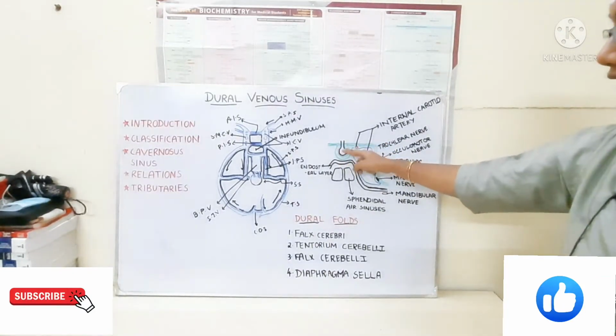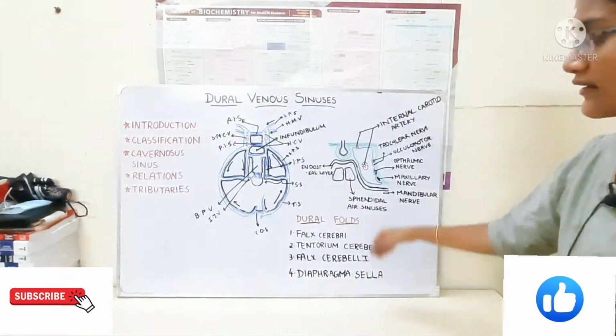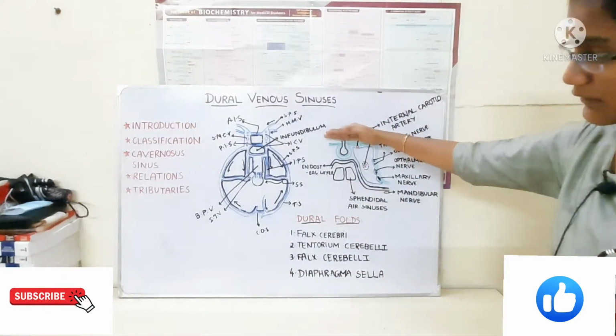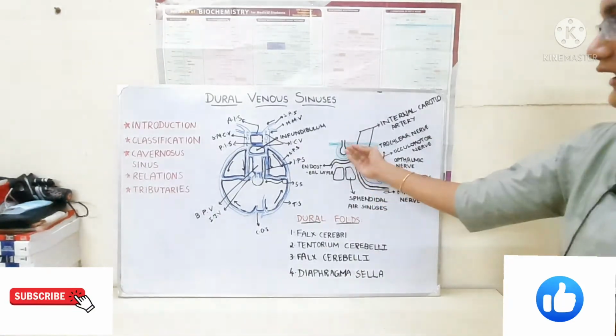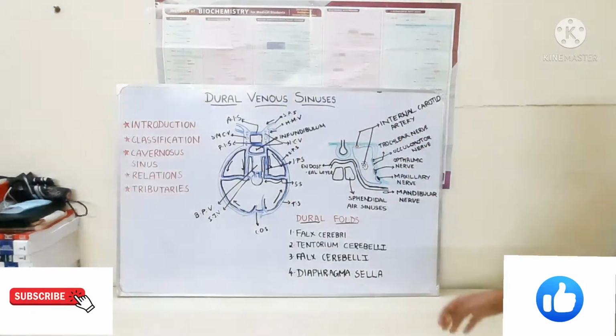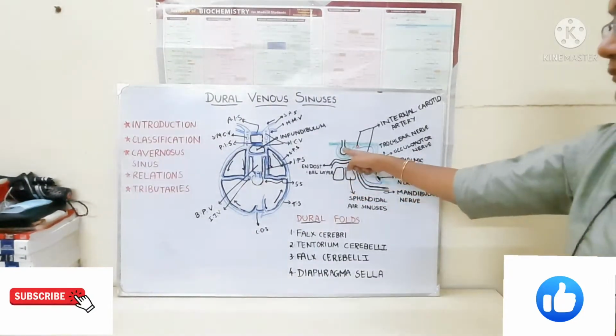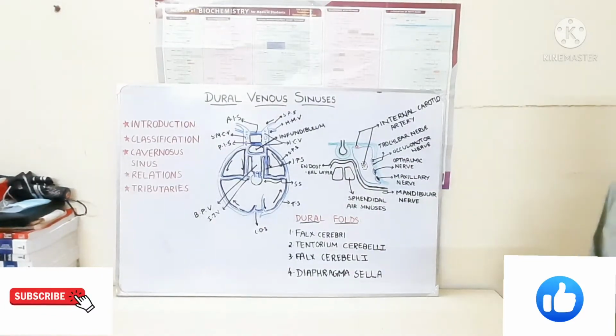So this is the pituitary gland, and the diaphragma sella, which is the dural fold, is present over the pituitary gland, covering it like this, and the pituitary gland will give out a stalk which will pierce the diaphragma sella and come out. So the medial relations are sphenoidal air sinus and the pituitary gland or hypophysis cerebri.